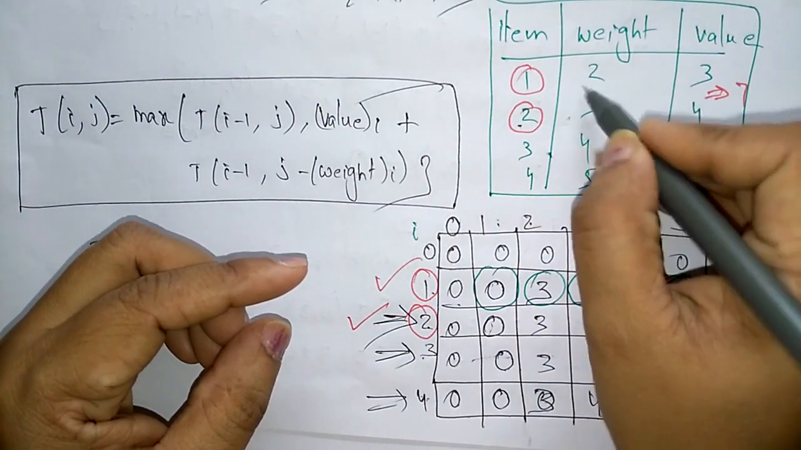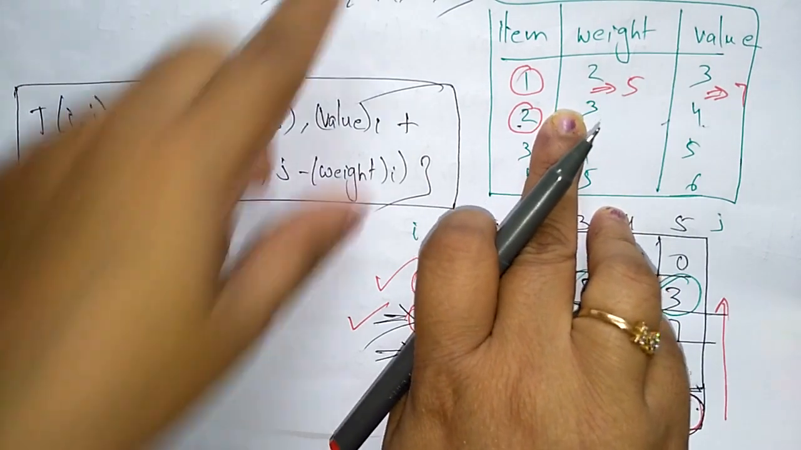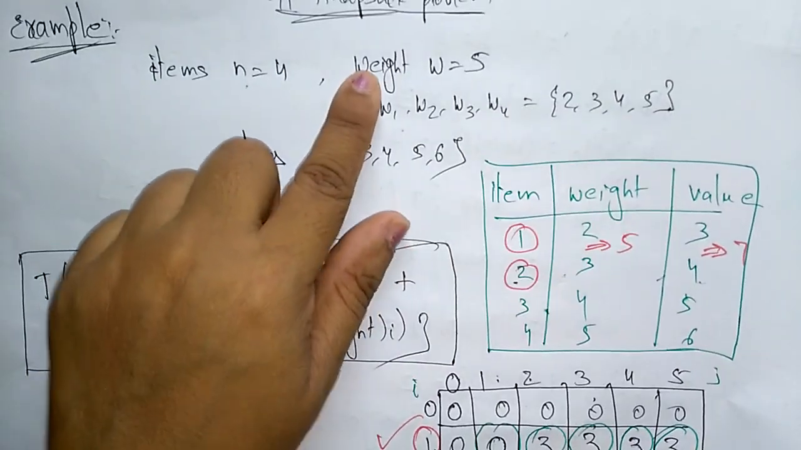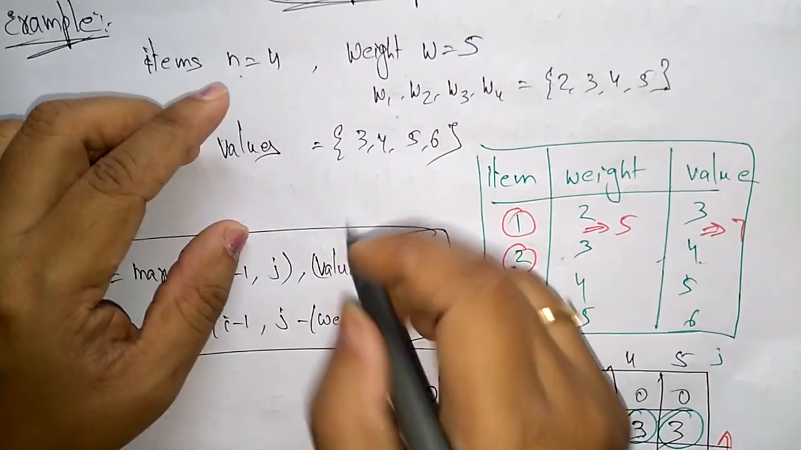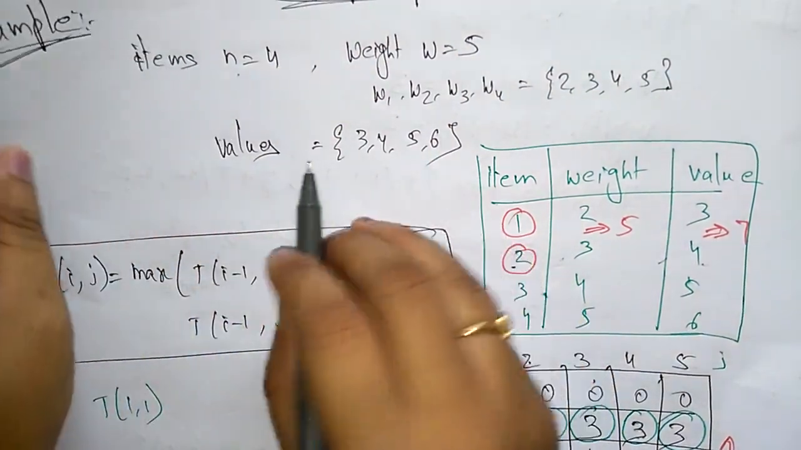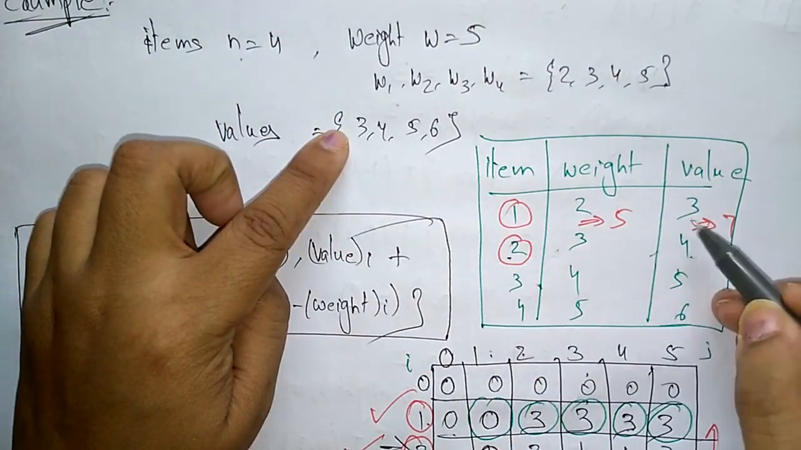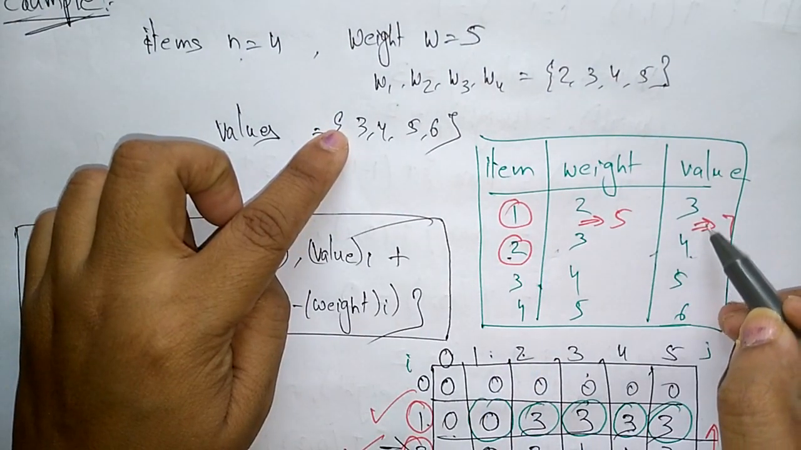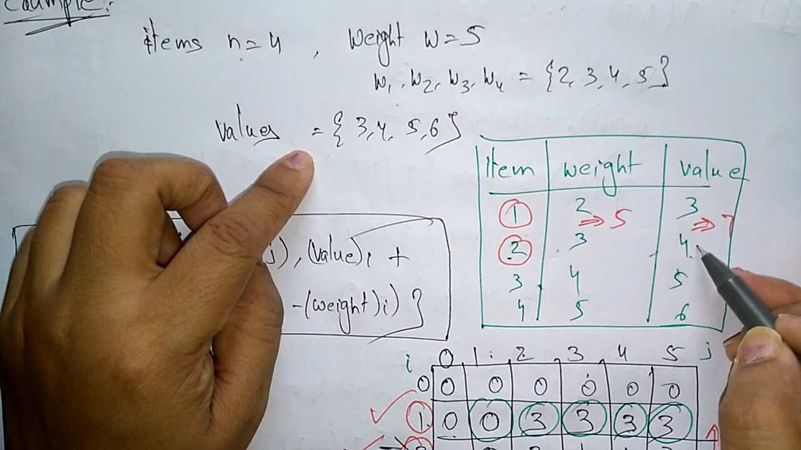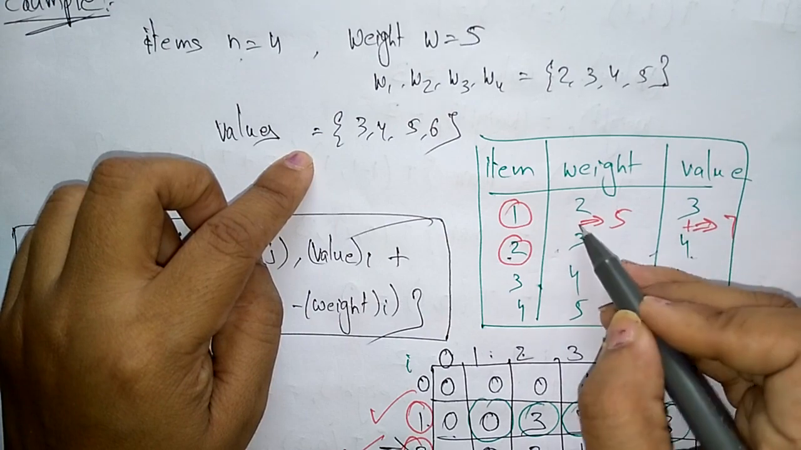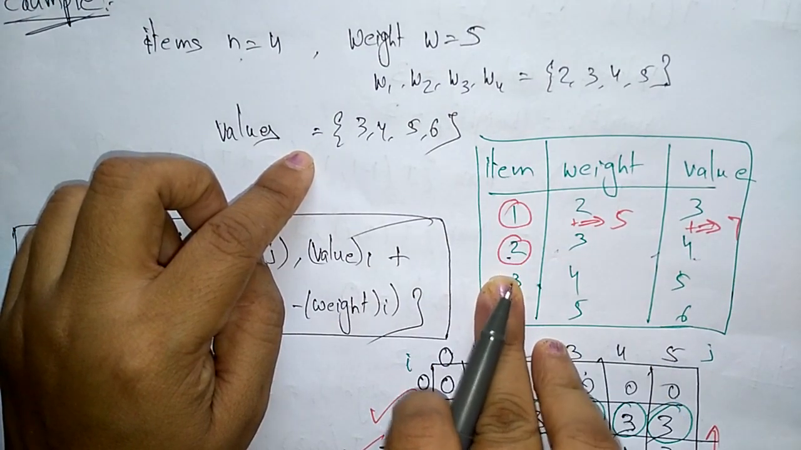Okay, so the maximum weight of the knapsack is 5, this is already given. The items that he selects are items 1 and 2, and the values for those items are 3 and 4. So 3 plus 4 is 7, and 2 plus 3 you will get the weight as 5, and the items that he has selected are 1 and 2.